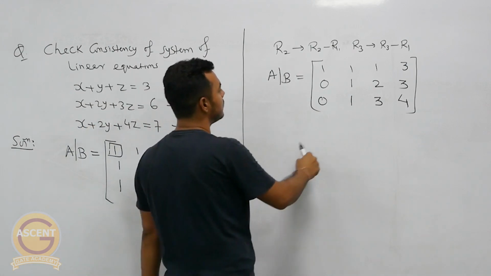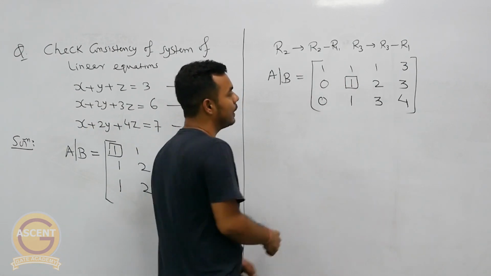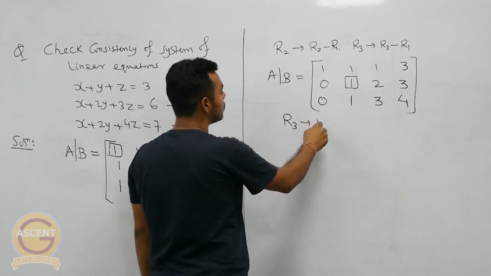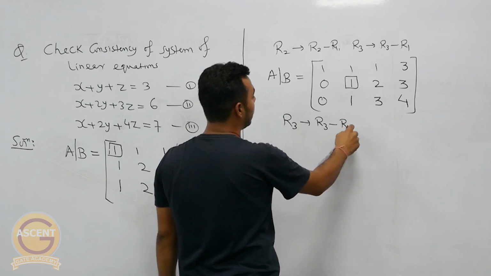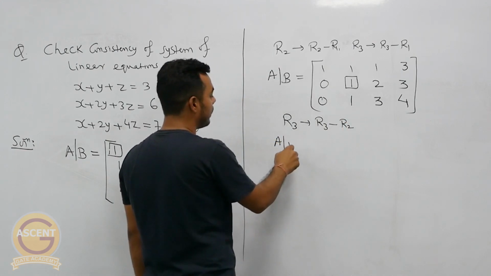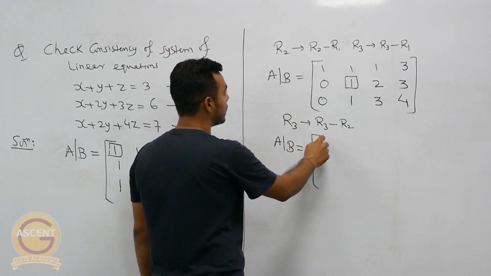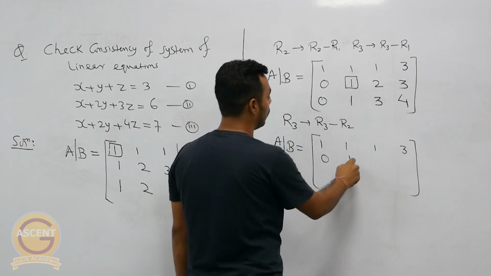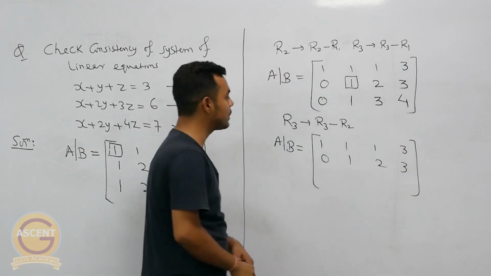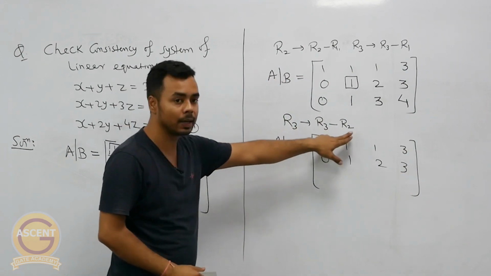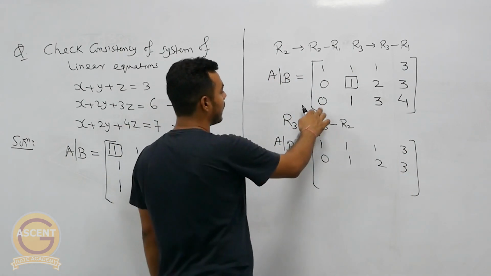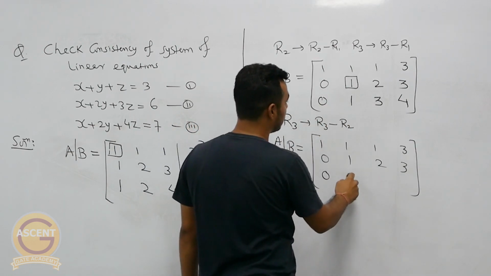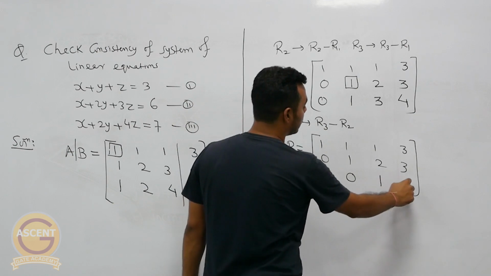Now the next step is, this is our next pivot element, and we have to create 0 below this element. So now we are going to perform the operation R3 goes to R3 minus R2. So now our augmented matrix A by B, the first two rows are the same, 1, 1, 1, 3. The second row is 0, 1, 2, 3. And now in place of R3, we have to write R3 minus R2. So if I subtract the second row from the third row, I will get 0 minus 0, 0, 1 minus 1, 0, 3 minus 2, 1, 4 minus 3, 1.